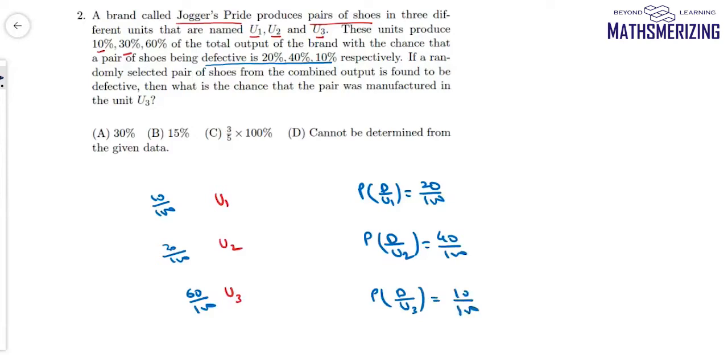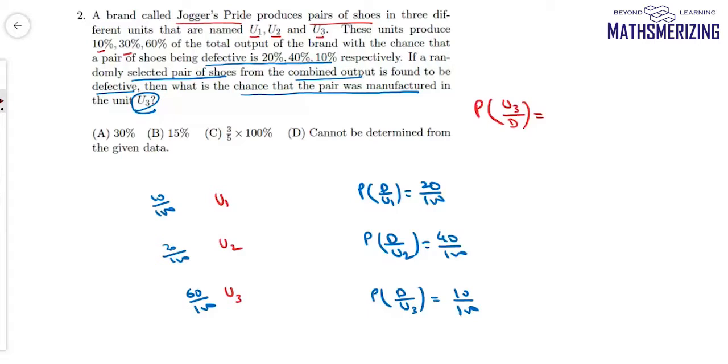Now it says, if we randomly select a pair of shoes from the combined output, and we know that it is defective, what is the chance that the pair was manufactured in unit 3? So that means we need to find the probability that it comes from U3 given that the pair of shoes is defective.